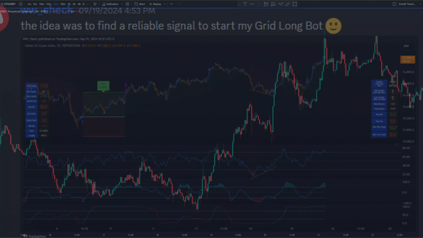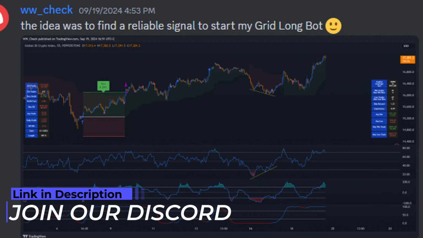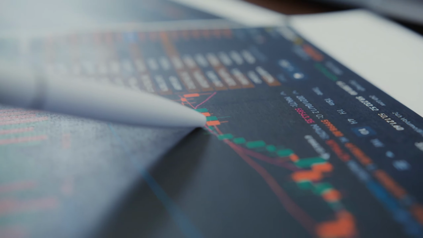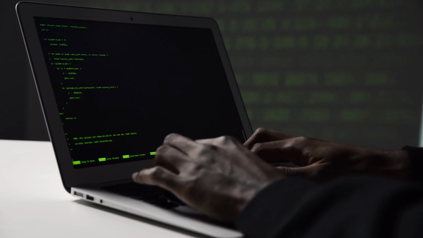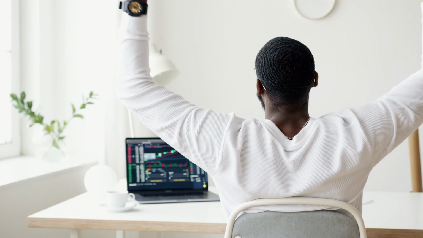Today's strategy was suggested by a dear member of our community on Discord, who was looking for reliable signals to activate a grid bot. We decided to start the research and look for some good results. Long story short, we found it. Let's proceed step by step.